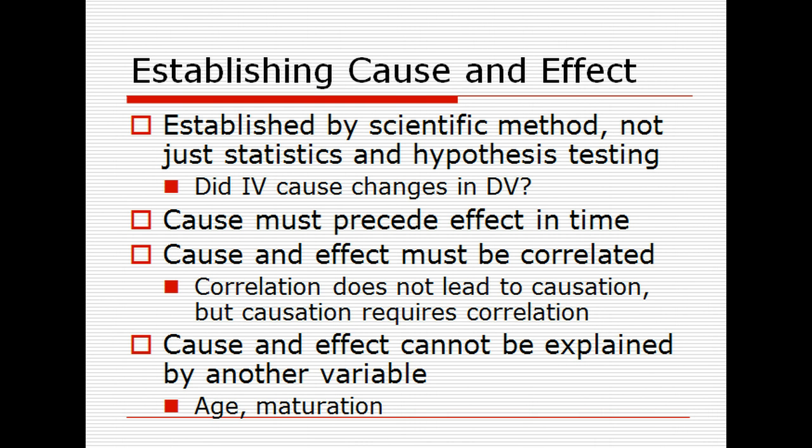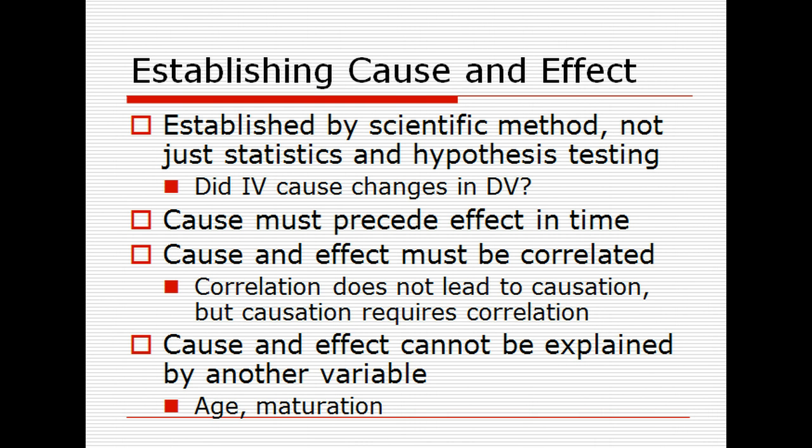The cause must come before the effect in time, so it must precede it. The cause and effect must be correlated. We're going to talk about correlation next week in class, so they have to be related to one another. We'll talk about that correlation does not mean that something leads to causation, but if something is caused by another factor, it has to be correlated with it. But we will go into that much more next week when we cover correlation and regression.